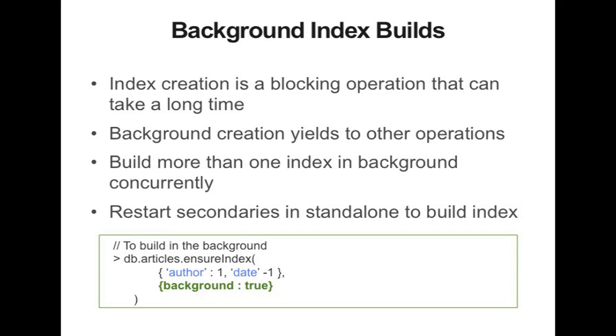By default, MongoDB builds indexes in the foreground, but the foreground index build is a blocking operation. So customers can use background index builds to create them without blocking other operations. You can also build more than one index concurrently using the background. The most popular option for a background index build is on your secondary in a replica set. You would basically take your secondary into standalone mode, build the desired index in background mode, and once it is built, bring it back into the replica set.